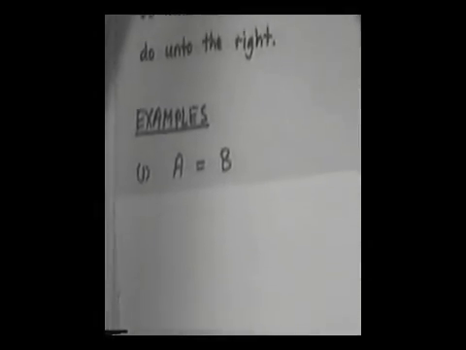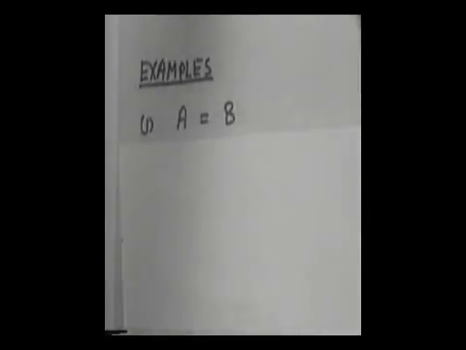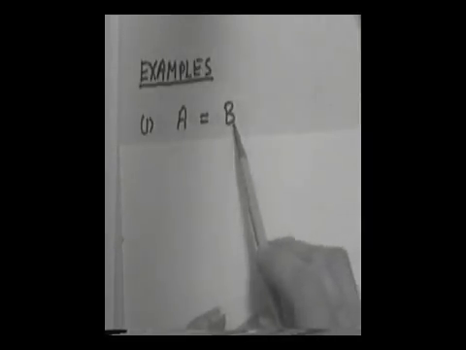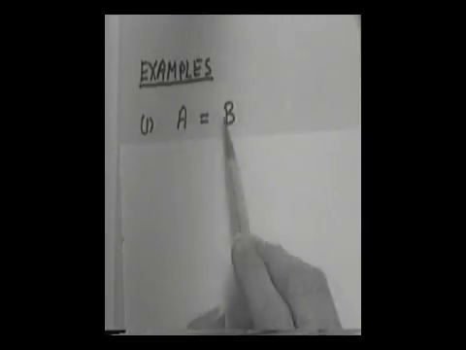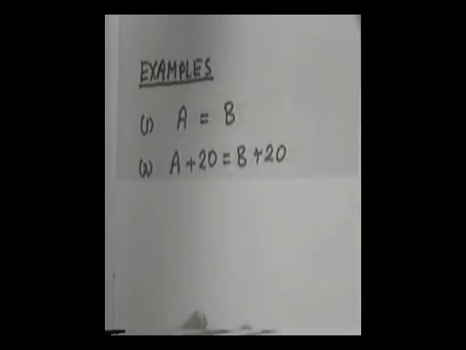Examples of this are, if we start with the equation A equals B. Notice the left side is A, the right side is B. One thing we can do is add something. So let's add 20, for instance. A plus 20 equals B plus 20. We have added 20 to both sides of the equation, and this is perfectly acceptable.